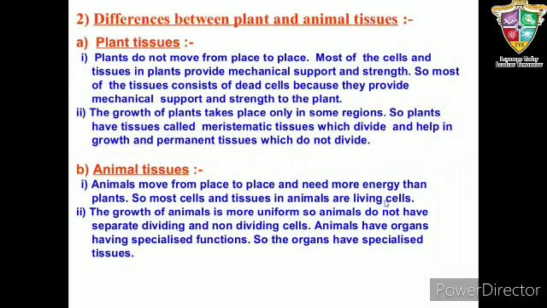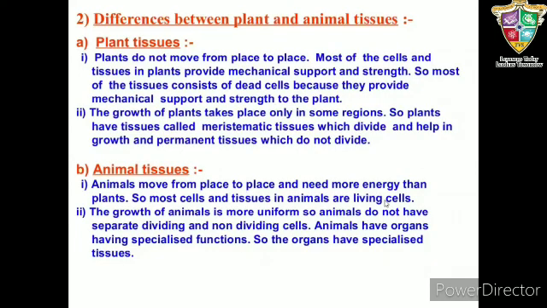Now the difference between plant and animal tissues. As we all know, plants do not move from one place to another. So most of the cells of the tissue in plants provide mechanical support and strength. So most of the tissues of plants are dead. The growth of plants takes place only in some regions. So plants have tissues called meristematic tissues, which divide and help in growth, and permanent tissues which do not divide.